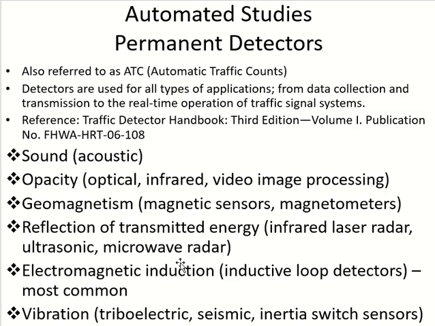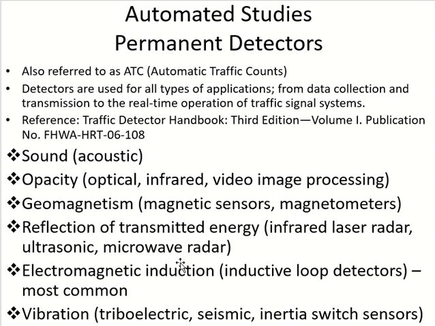Then we have automated studies. Automated studies are done with permanent counters. So these are installed permanently. You cannot take them with you after the counting is finished. So they are done for longer times. The studies which are done with permanent detectors are also called ATCs, automatic traffic counts.